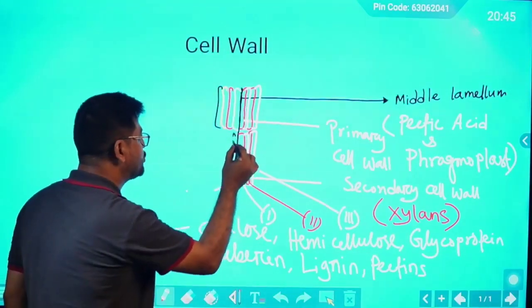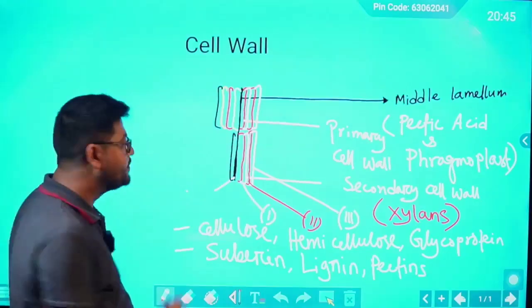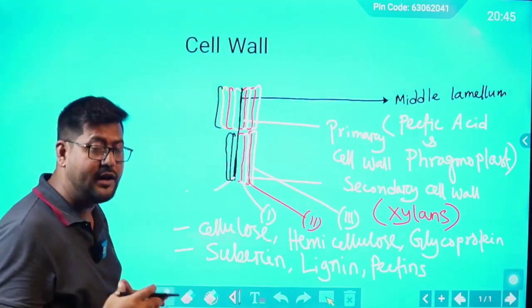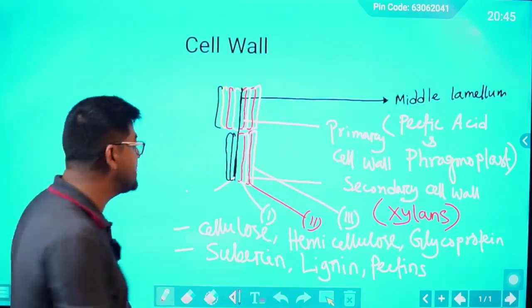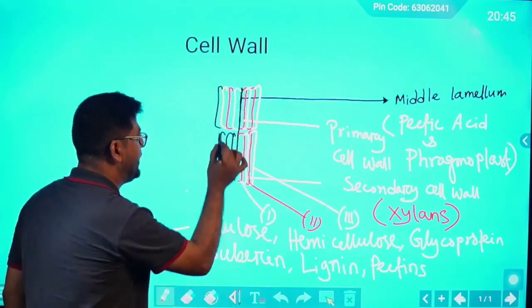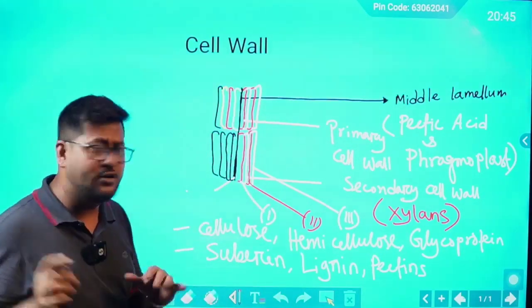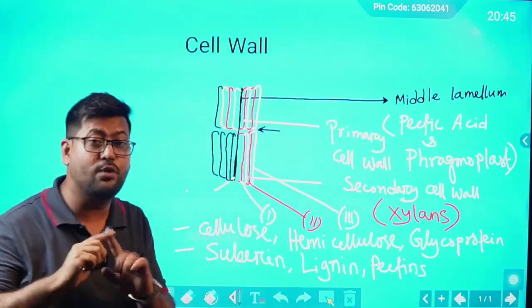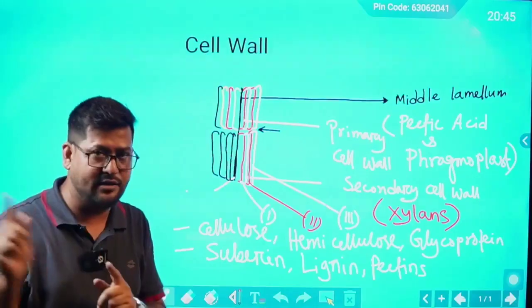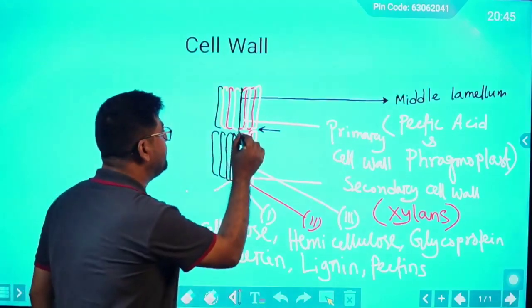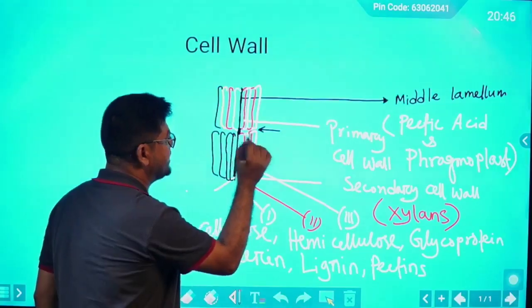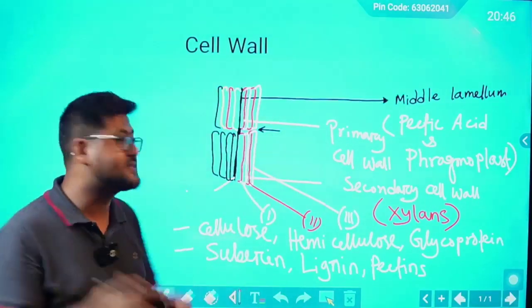Similarly, you should say it is the primary lining, and after that you are developing the secondary lining. The secondary lining will have three parts, 1, 2 and 3. This way, sometimes in some part you can see there is no primary layer and no secondary cell wall, only the middle lamellum is present. So only the middle lamellum is present in this direction. You can say it is the pit.